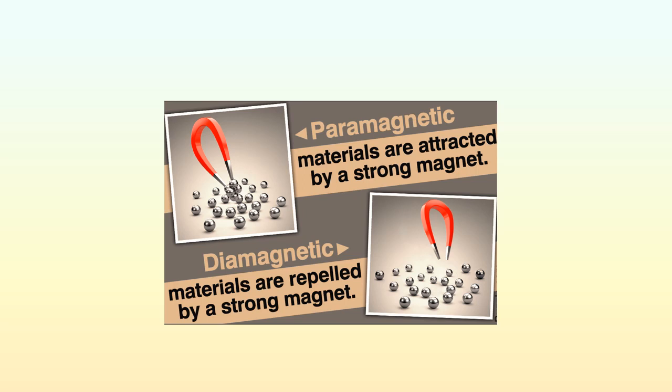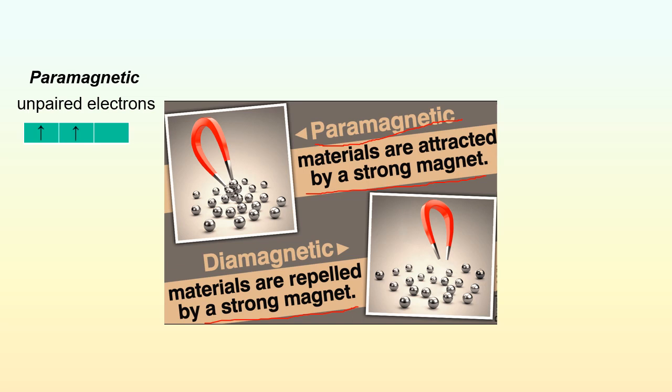Let's discuss paramagnetism and diamagnetism. Paramagnetic substances are those substances which are attracted by a strong magnet, and diamagnetic substances are those substances which are repelled by a strong magnet. How do we know whether a substance is paramagnetic or diamagnetic? Paramagnetic substances are those that contain net unpaired spins and are attracted by a strong magnet. Now here you see there are unpaired electrons. So those substances which contain unpaired electrons are paramagnetic in nature.